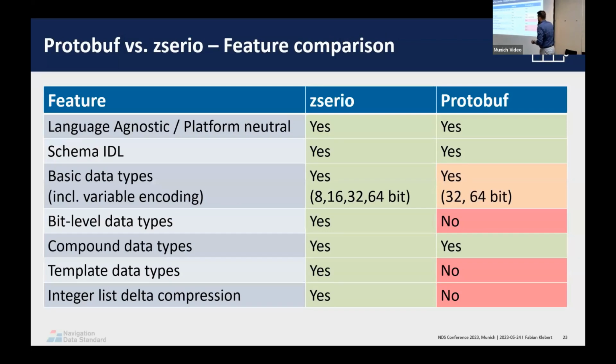Looking at the features, we see both are language agnostic, platform neutral, both have a schema IDL, both have basic data types. Serio has a little bit more than Protobuf. Serio has bit level data types, so it allows you to go below the byte borders. Both have compound data types, so you can generate complex schemas. Serio, in addition, has templated data types, which you can reuse, like templates, as you know them from C++, for instance. And also, Serio has a built-in delta compression for integer lists, which is not available in Protobuf.